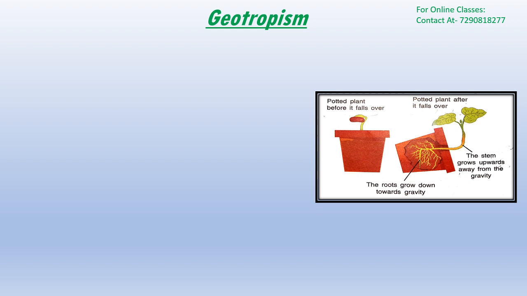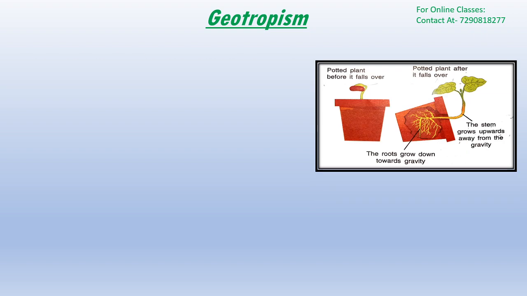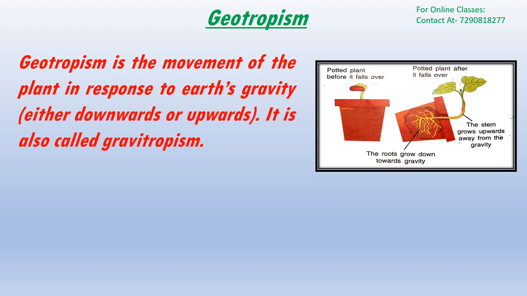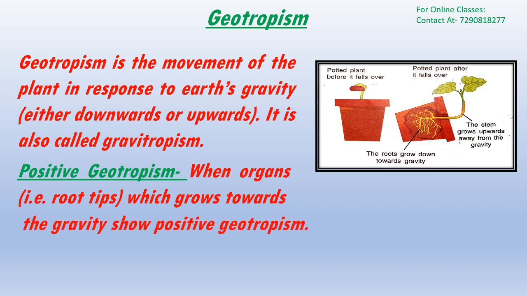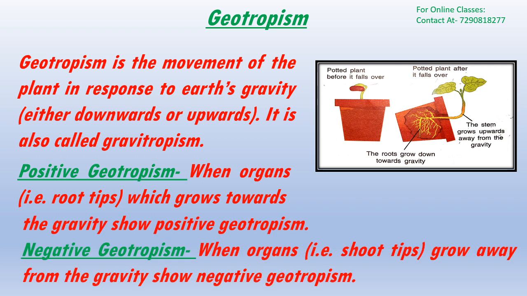Now, the next tropic movement is geotropism. Geotropism is the movement of a plant in response to Earth's gravity, either downwards or upwards. It is also called gravitropism. Geotropism is of two types, positive geotropism and negative geotropism. When organs, such as root tips of plants, grow towards gravity, they show positive geotropism, and when organs, that is shoot tips, grow away from gravity, they show negative geotropism.